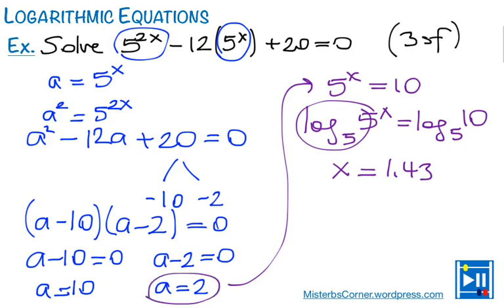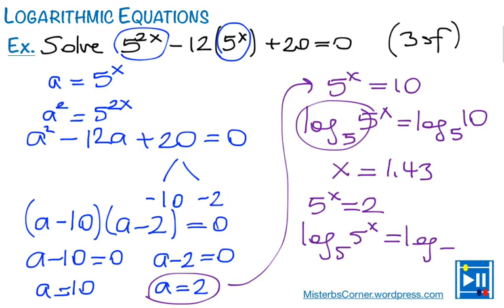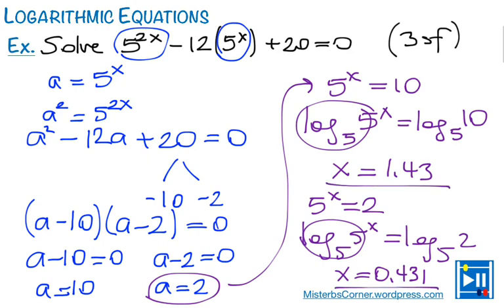and the same thing I'm going to do for a equals 2. So first of all I have to write down the equation. 5 to the power of x equals 2. So log in base 5 of 5 to the power of x is log in base 5 of 2. This means, just because it's 1, x equals 0.431. So I end up with two x values.